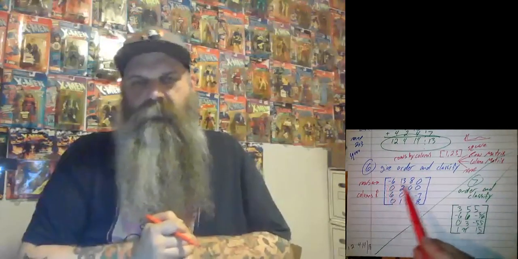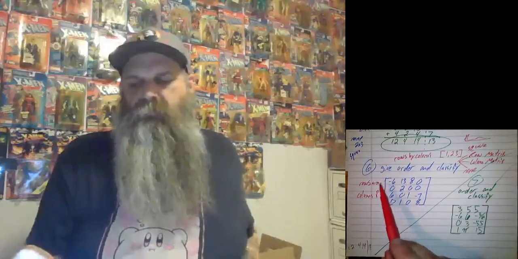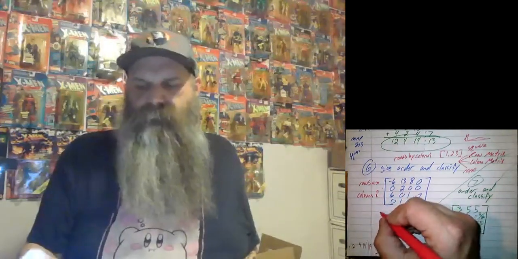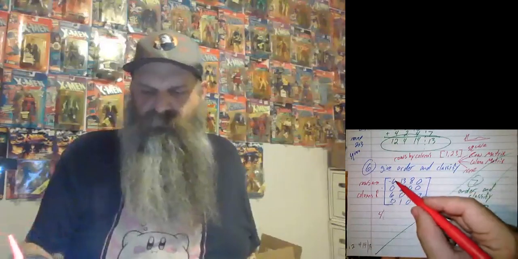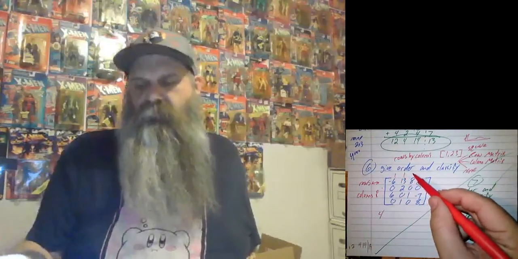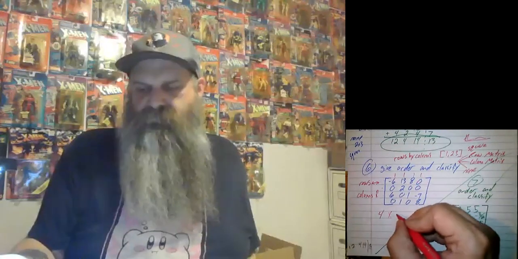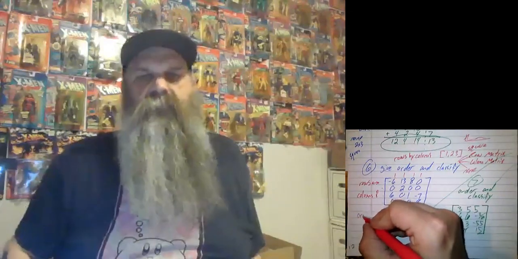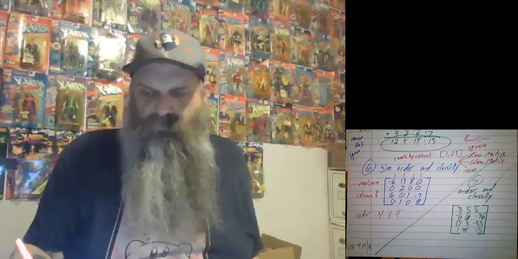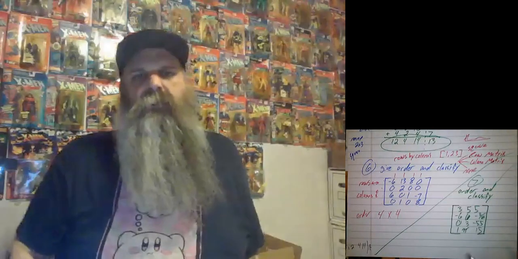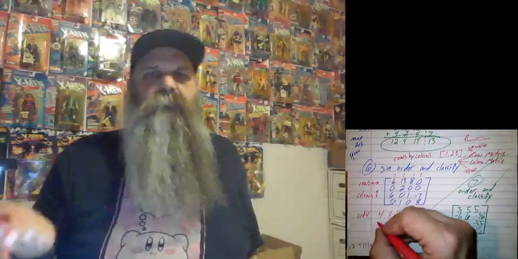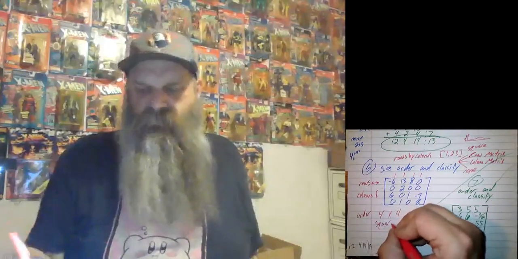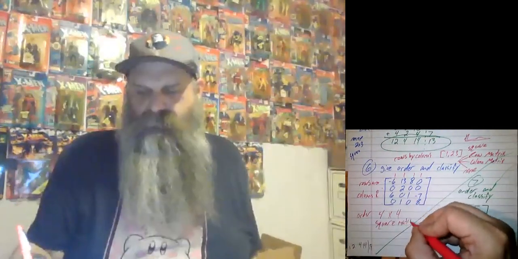So the number of rows, we have 4 of them. 1, 2, 3, 4 rows. And then we have 4 columns as well. So this is a 4 by 4. That would be the order. And 4 by 4, the numbers match. It makes a square matrix.